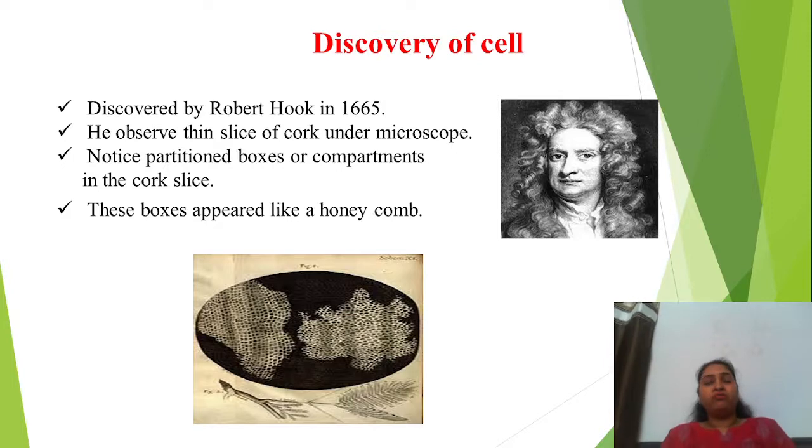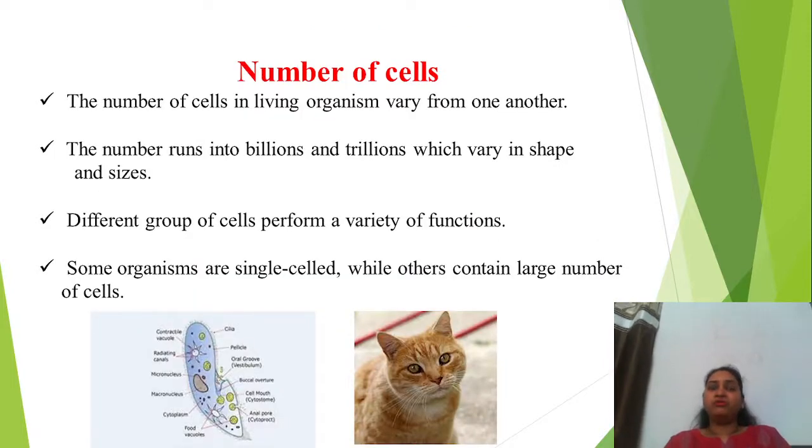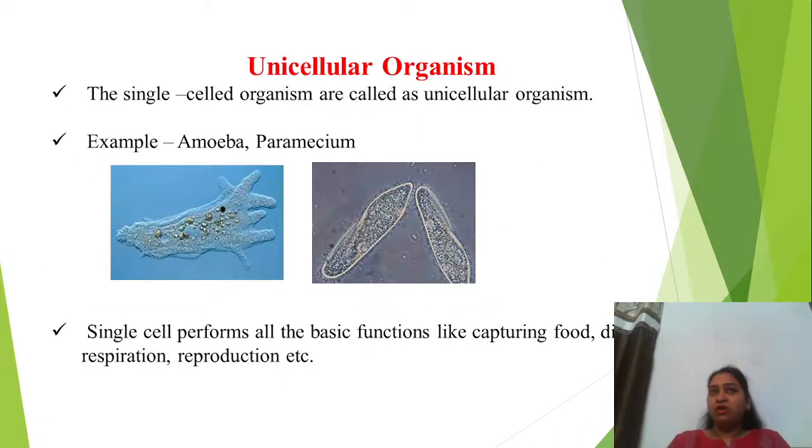So moving to the next point, we have to study the number of cells. The number of cells varies from one organism to another organism. These numbers run from billions to trillions. The human body contains trillions of cells. Different groups of cells perform different activities. There are some animals which contain a single cell, while there are other animals which contain more than one cell. According to the number of cells, there are two types of organism. The first one is unicellular organism and the other one is multicellular organism.